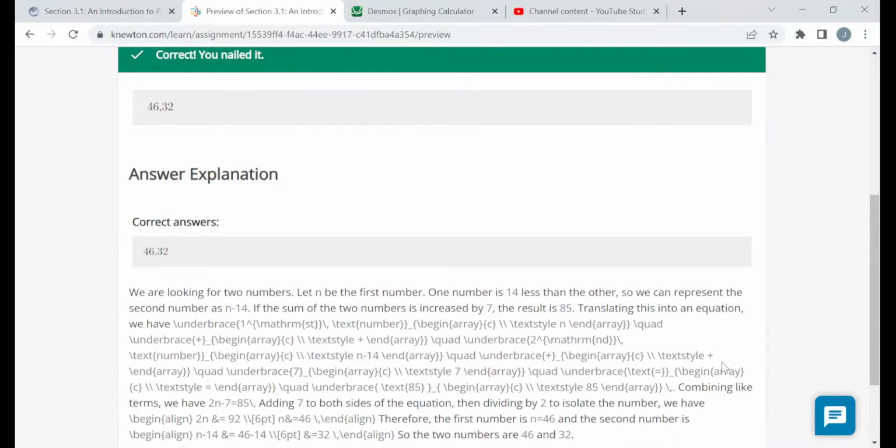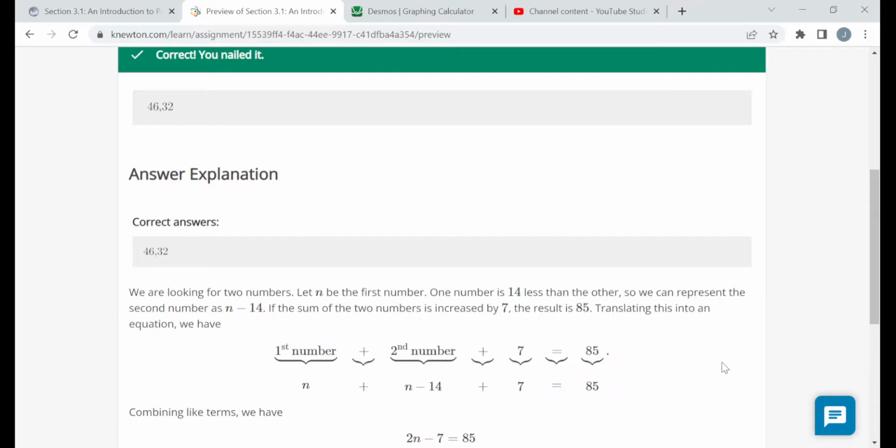Wonderful. Yeah, same steps every time. I read it. What were my unknowns? What did they ask me for? I named them, x and x minus 14, then I translated into an equation, solved that equation, answered the question, and of course check the solutions at the end.